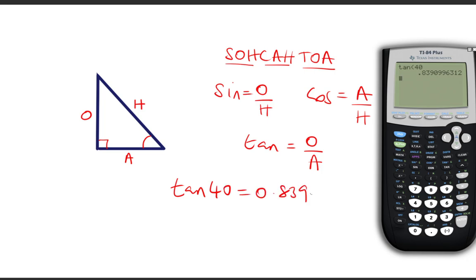Let's just round it off. So what it means is that the opposite divided by the adjacent length of any triangle with 40 degrees in it will be 0.839. So another way to think about it is, this number is like 83.9%. So basically the opposite is going to be 83.9% of the adjacent, and then you know it's a 40-degree angle. Okay, so let's have a look at some questions about how we solve them.